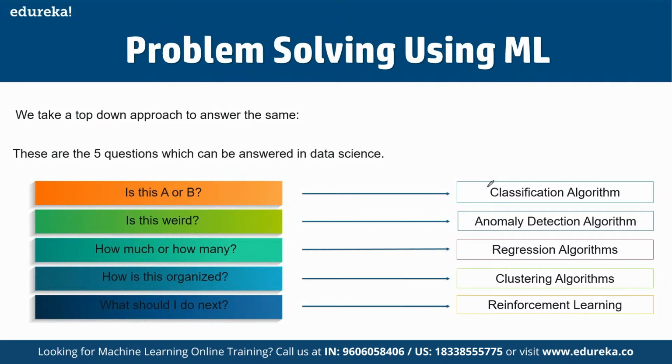Classification is an example of supervised learning, and so is regression. These are examples of supervised learning, right? Whereas the clustering algorithm is an example of unsupervised learning that we have.